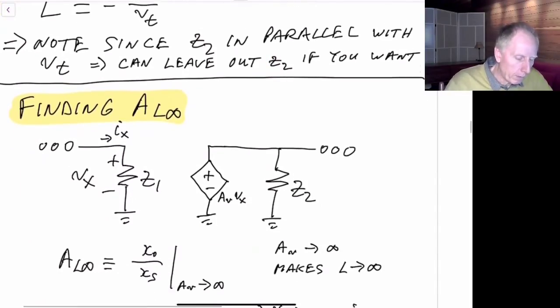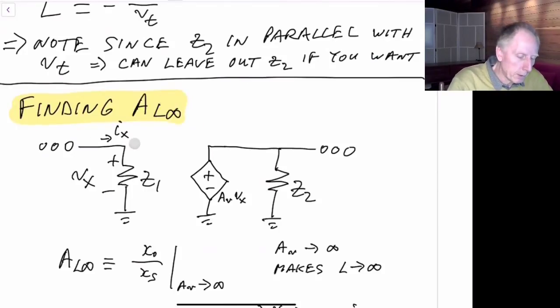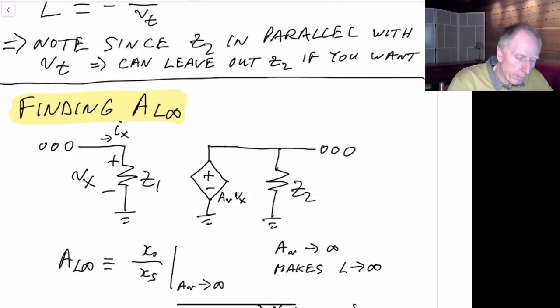Now, next one I want to do is find A sub L infinity. So in this case, we want to make the loop gain go to infinity. Well, one way to do that is to introduce a voltage-controlled voltage source, an ideal voltage-controlled voltage source. So we've introduced that here, where the voltage control is A sub V, and it's multiplied by Vx, where Vx is the voltage seen on the left side over here. So we've just introduced, we've broken it, but introduced an ideal voltage-controlled voltage source.